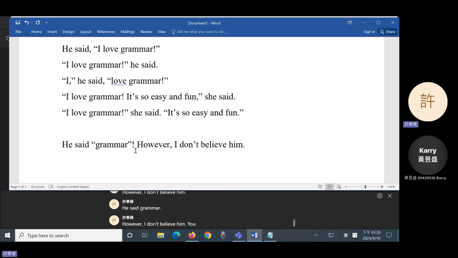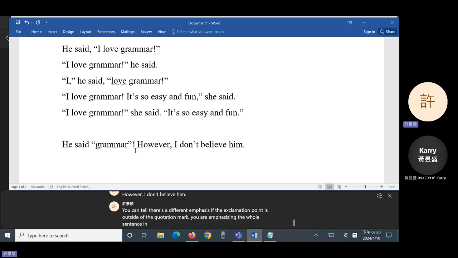You can tell there's a different emphasis. If the exclamation point is outside of the quotation mark, you are emphasizing the whole sentence, including the speech tag.